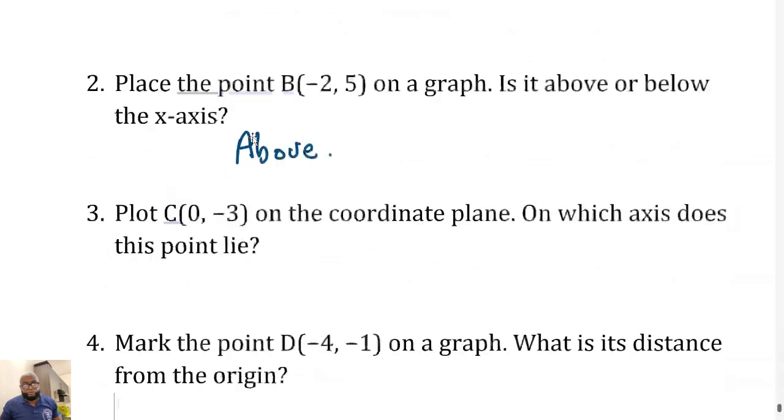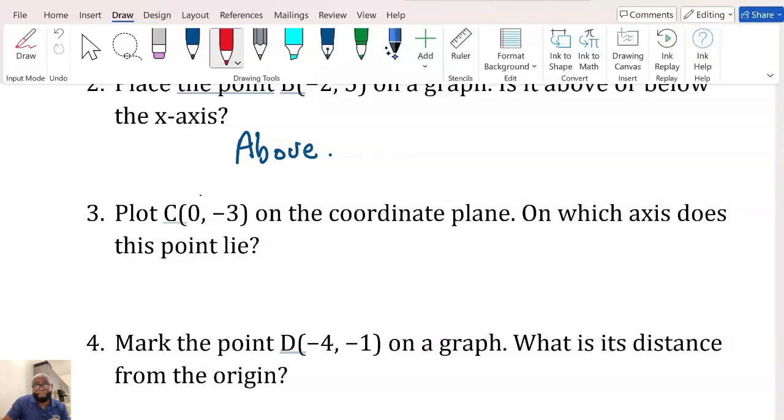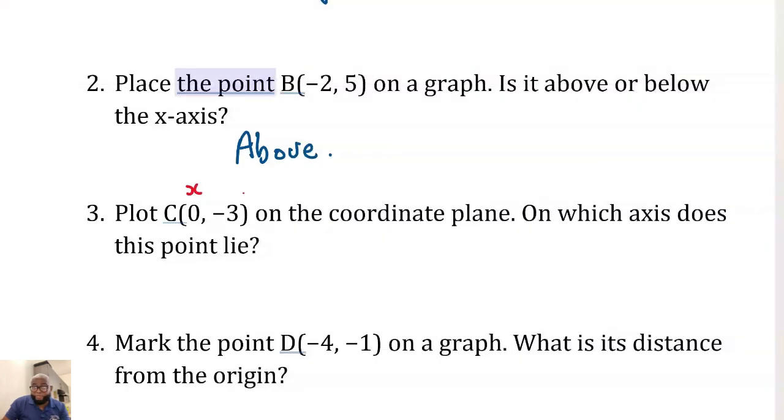Let's go. So, C. You see what is happening here from the beginning of our topic? It will get harder than this, but this is just the initial stage. Plot C, which is 0, negative 3. Now, 0 would be the coordinate on which axis? The first number represents which axis? X. So I'll put a little X here. And the second number would be my y-axis. Everybody good there?